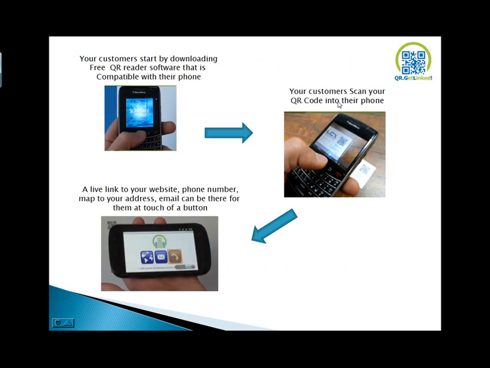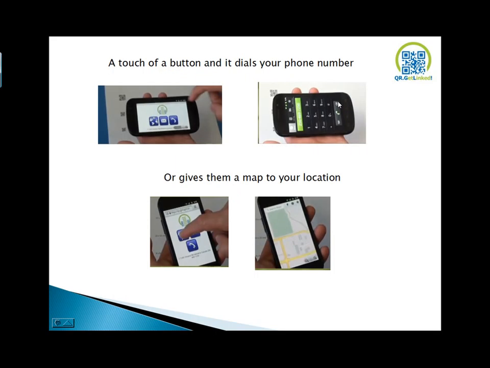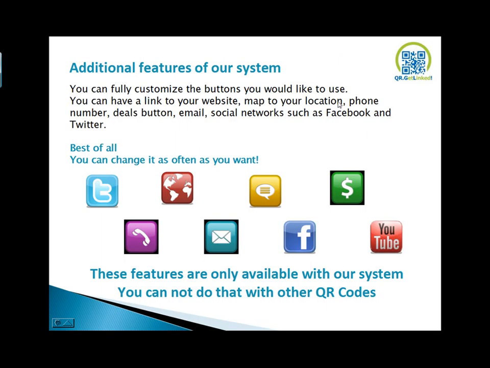Your customers start by downloading a free QR code reader software that is compatible with their phone. Your customer scans your QR code into their phone. A live link to your website, phone number, map to your address, or email can be there for them at the touch of a button as shown below. A touch of a button and it'll dial your phone number, or it gives them a map to your location.